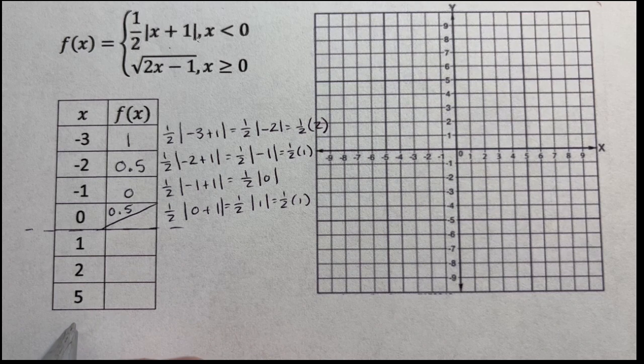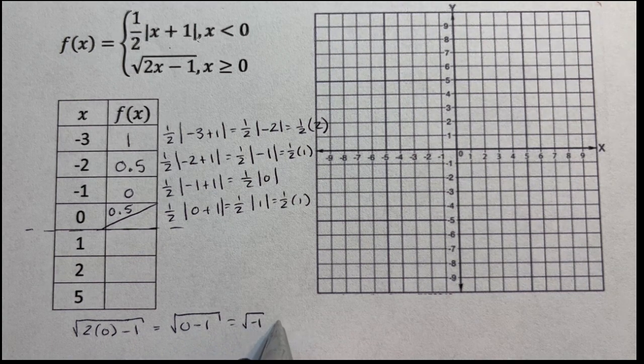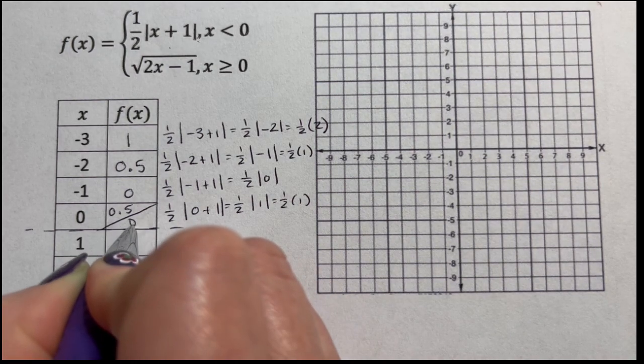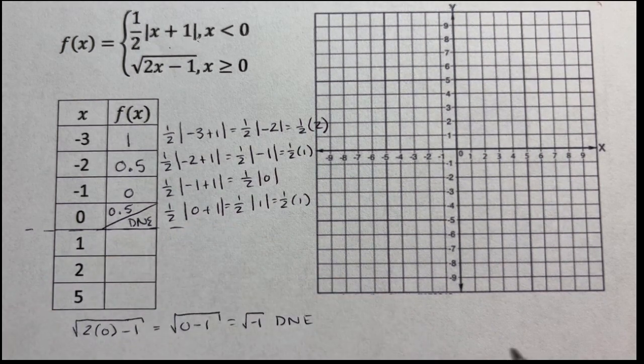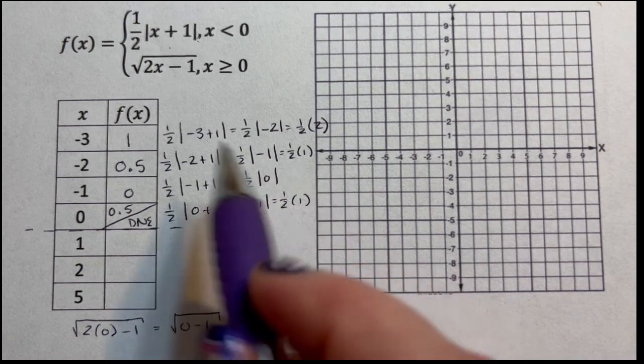So for the 0, it's going to be the square root of 2 times 0 minus 1, which is going to be the square root of 0 minus 1, which is the square root of -1, which does not exist. Which lends the question, where does this graph start? Where does the domain start for this square root?